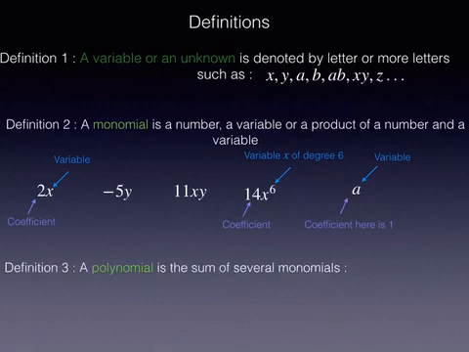Definition number 3, a polynomial is the sum of several monomials. For example, 4x power 5 plus 2x power 2 minus 11 minus 14x plus 12. This expression is called a polynomial. So it's the sum of several monomials.